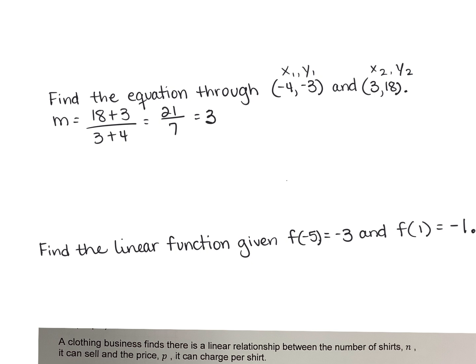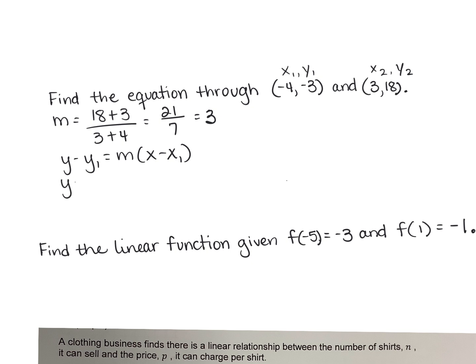Now that's not an equation, that's just my slope. So at that point, I have a couple different ways to do this. I'm going to use y minus y1 is equal to m parenthesis x minus x1. And I'm going to use both my slope and my x1, y1.